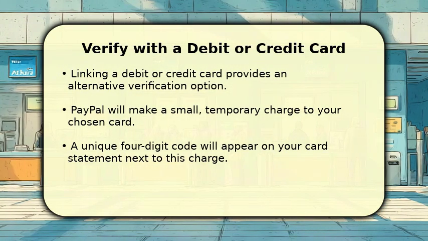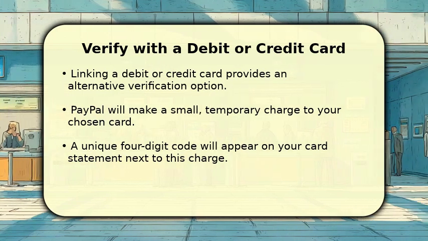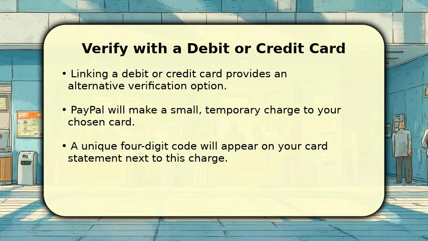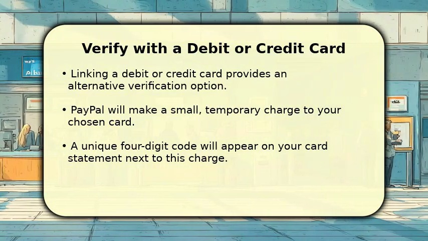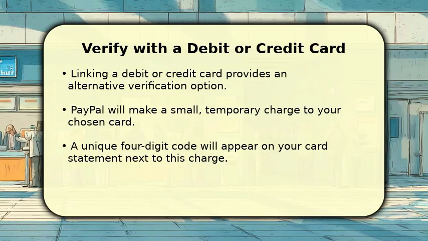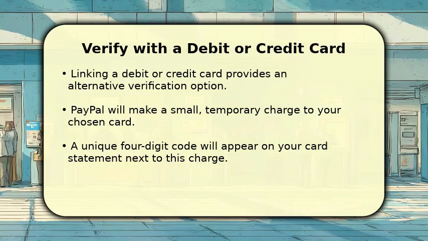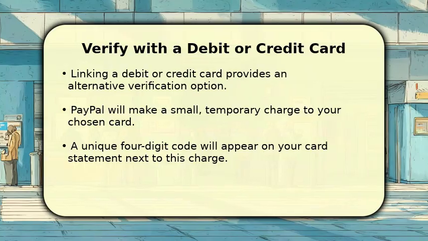This charge will appear on your online card statement within 2 to 3 business days and will include a unique 4-digit code. Locate this code on your statement, return to PayPal, and enter it in the designated field to complete your card verification. The charge will then be refunded.